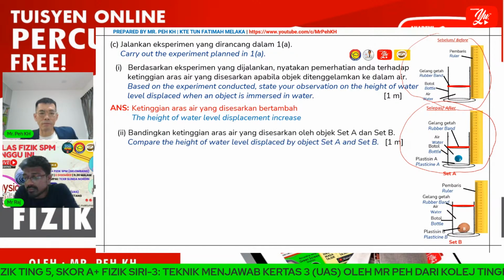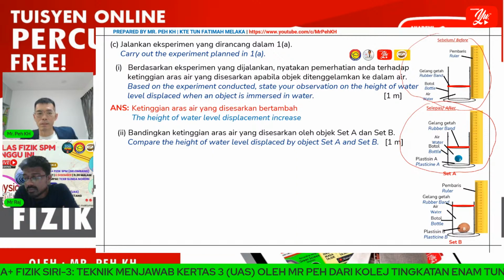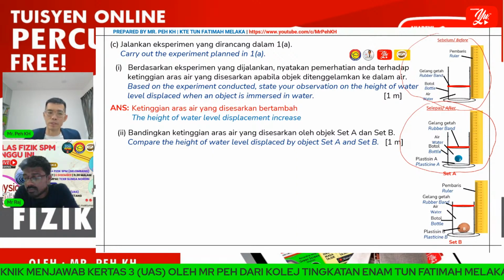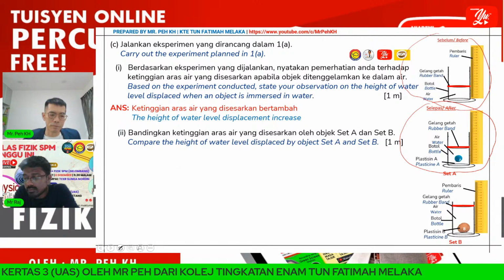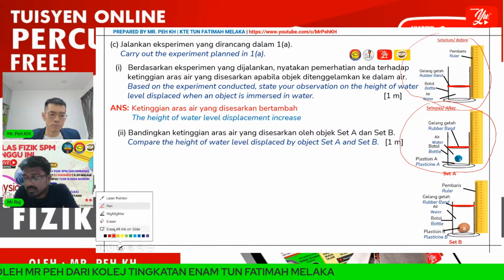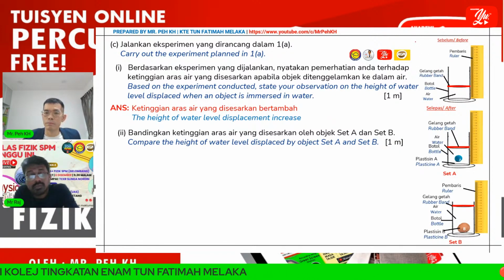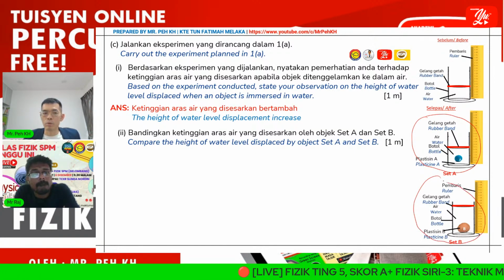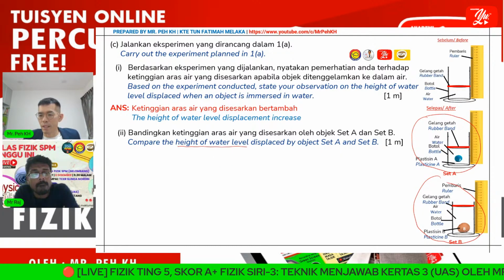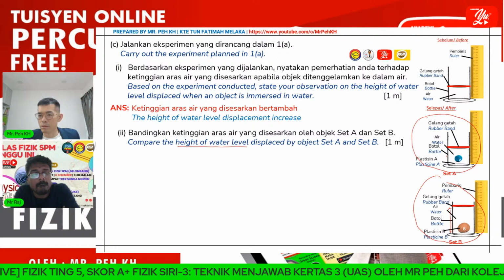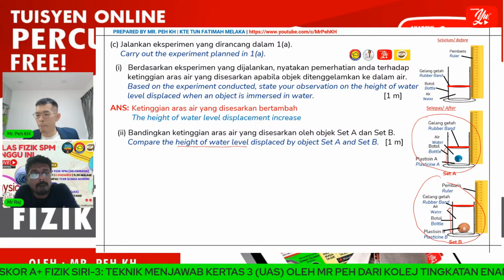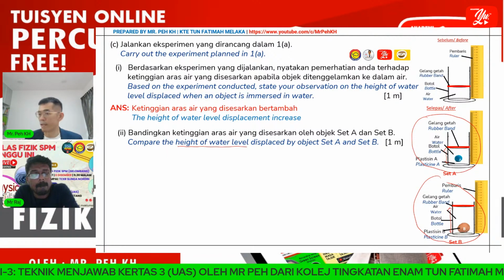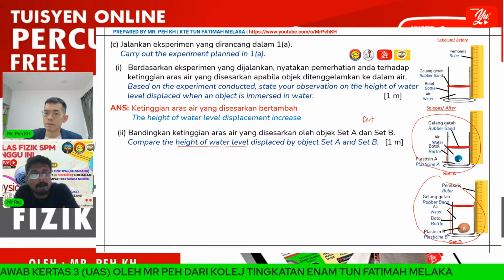Compare the height of water level displaced by object A and B. Here you just need to observe A and B. The height of the water level is very clear, right? So set B will be greater than set A.